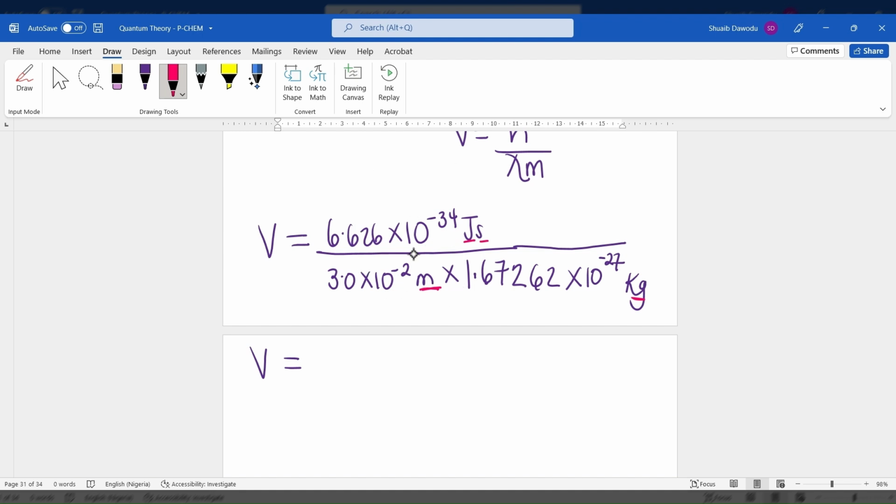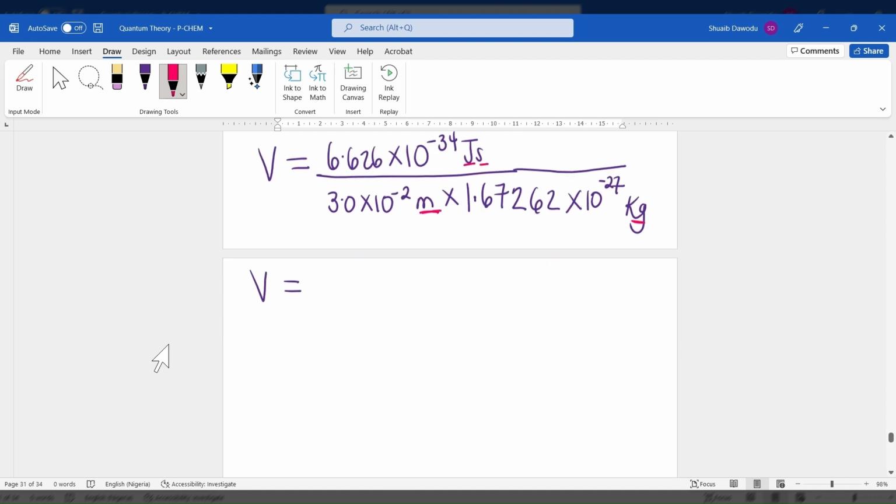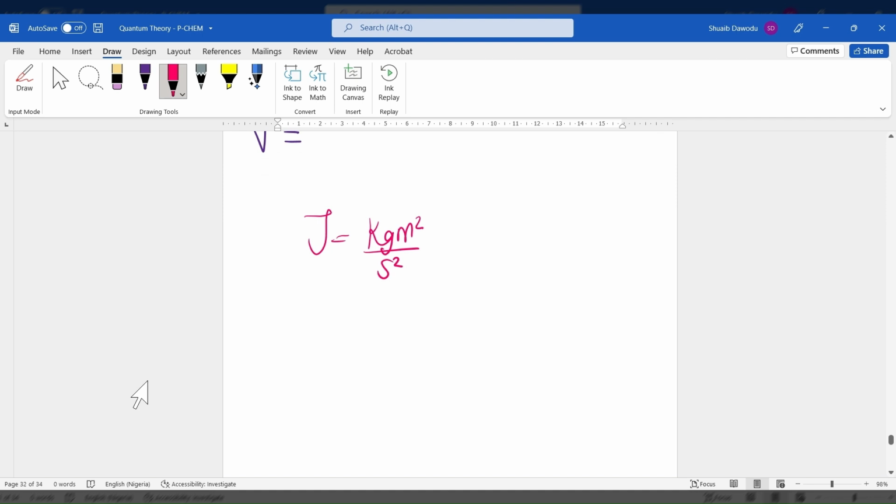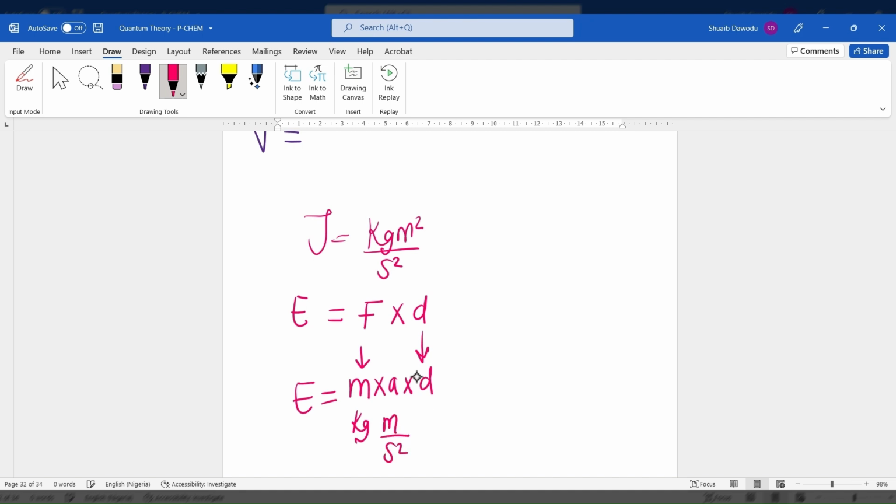Well, to get the SI units, we have to remember that joules is not in SI units. Joules is actually equal to kilogram meter square per second square, where joules is the unit of energy. And energy, for example, is force times distance, and force is simply mass times acceleration. So energy is mass times acceleration times distance. The SI unit for mass is kilogram, the SI unit for acceleration is meter per second square, and the SI unit for distance is meters. So that's why the unit of joules is kilogram meter square per second square.